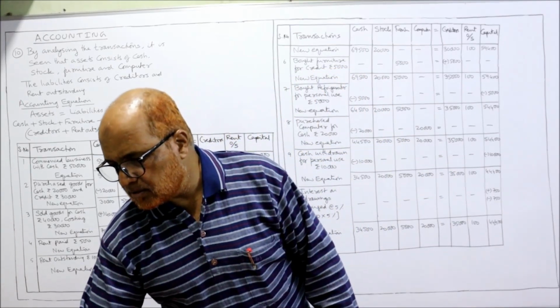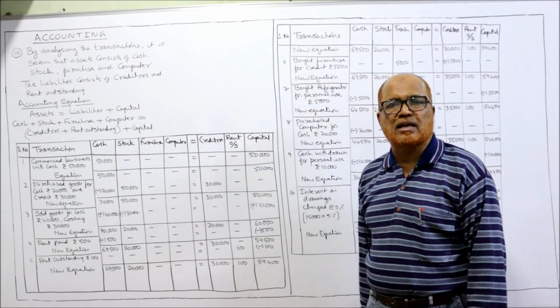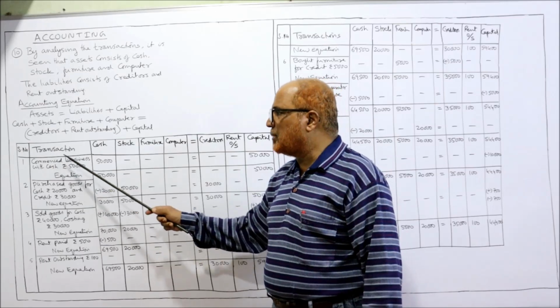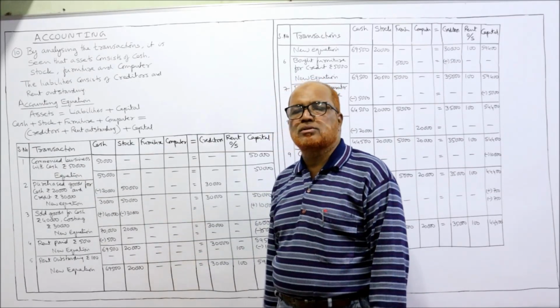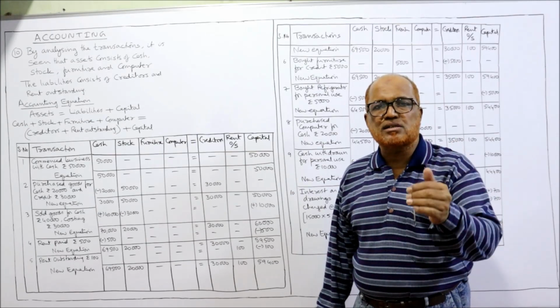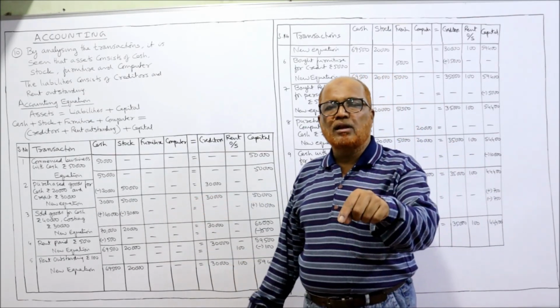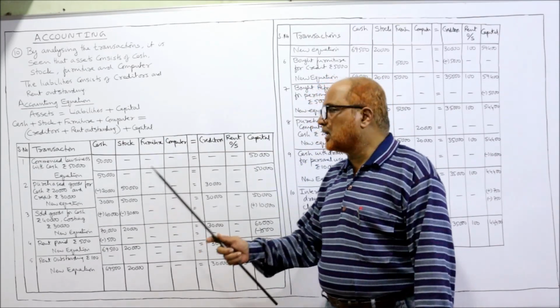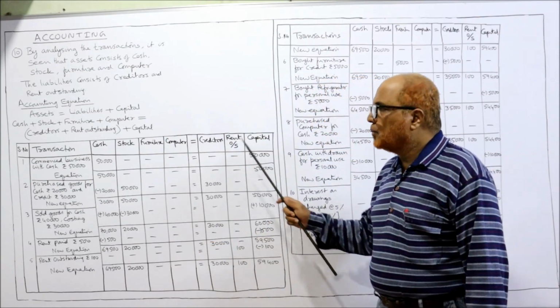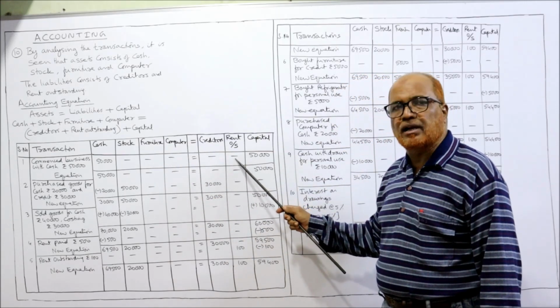Now we will start giving the effect to the transactions on assets, liabilities and capital. First transaction, commenced business with cash 50,000. When the owner invests the money in the business, cash is coming in. So cash column 50,000. And when the owner invests the money, it is called capital. So capital column 50,000. Put a dash in stock, furniture, computer, creditors, outstanding.